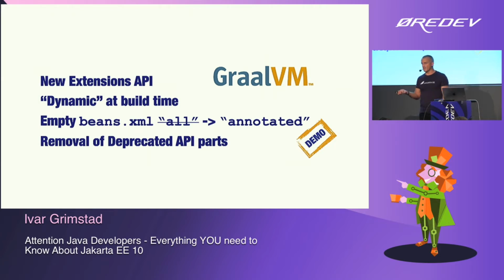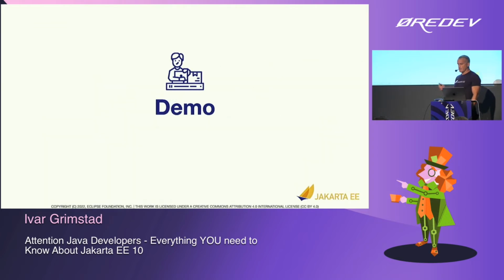Another thing is they fixed something that should have been fixed before, and that is to have CDI behave the same way in Java SE and in Java EE, or Jakarta EE, and that means that if there is no beans XML, CDI won't be activated. In previous versions, it was activated by default, but now you have to have a beans XML there to activate CDI. With that said, I'll go into some demo.